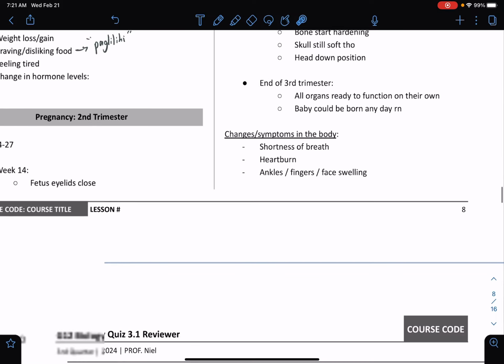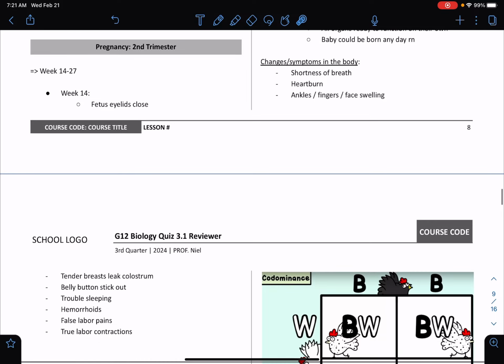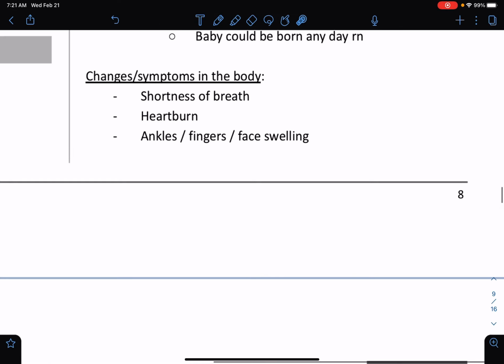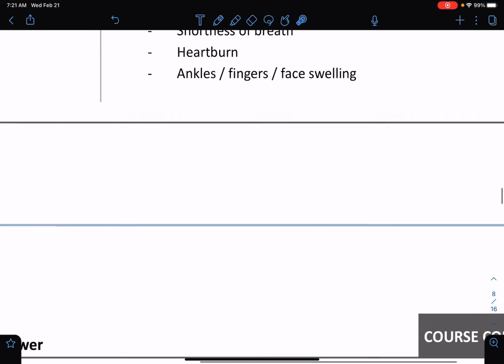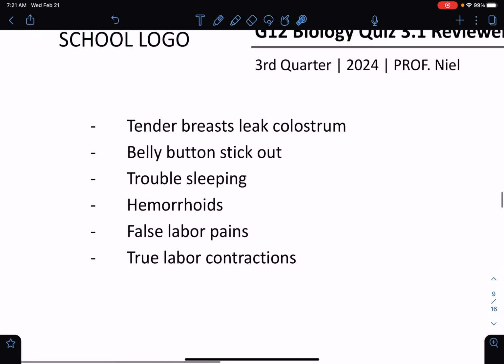So, this is when you're supposed to be ready for delivering. Now, for the changes or symptoms in the body, there's shortness of breath, heartburn, ankles, fingers, face swelling, tender breasts, leak colostrum. Colostrum is, I think, associated with breast milk. There's trouble sleeping, hemorrhoids, false labor pains, true labor contractions. This is what we call labor. This is, according to reports, painful. And yeah, that happens from time to time. The woman would have her belly button stick out.